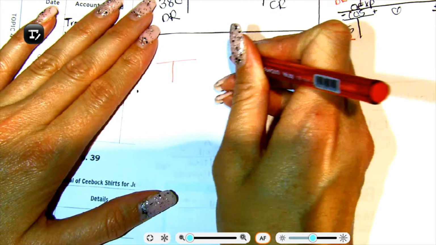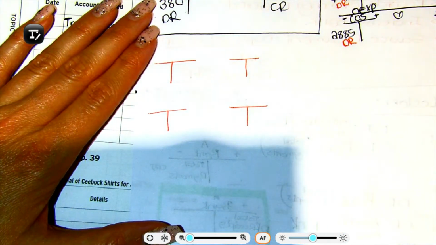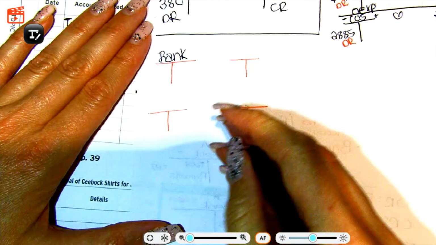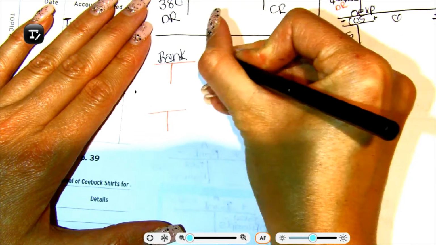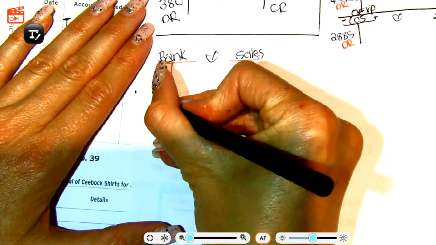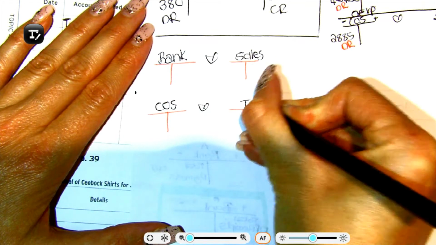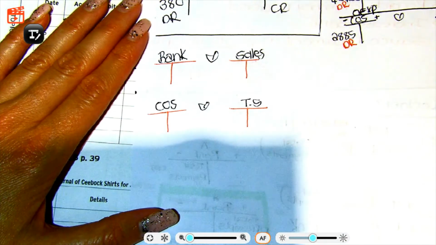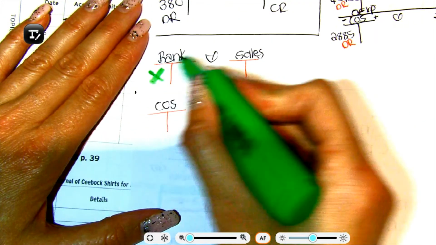So bank is married to sales, cost of sales is married to trading stock. The more you do this, the easier it will become to understand. For the beginning you might have to write it out a couple times just so that you can remember it, but eventually it becomes like second nature. So if you write it in this order, bank, sales, cost of sales, trading stock, then you can just put all the X's on the outside, if that makes sense.